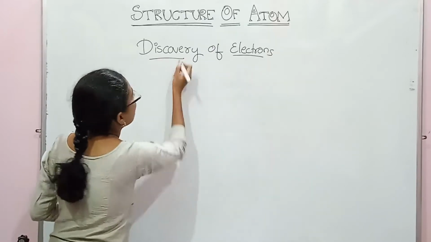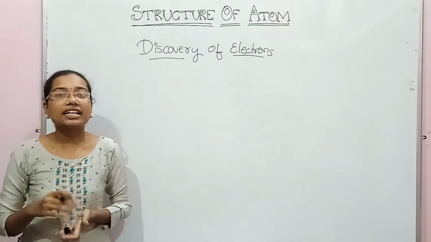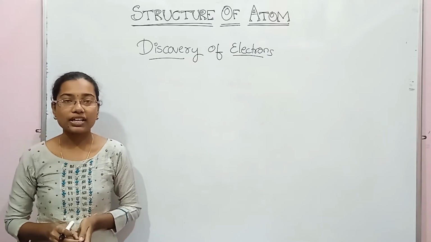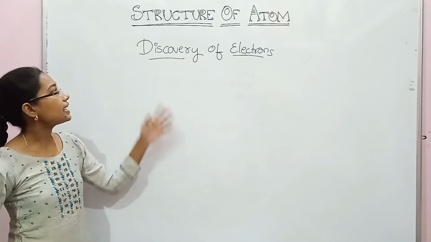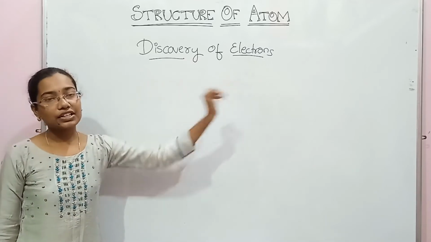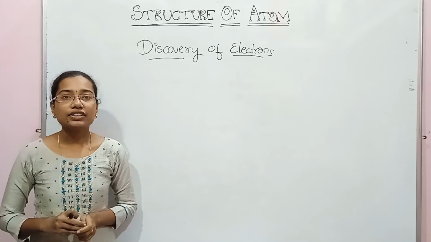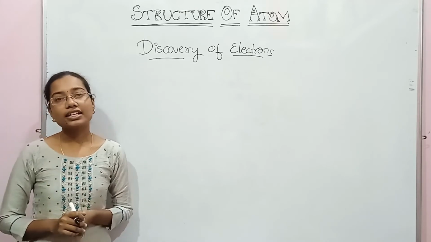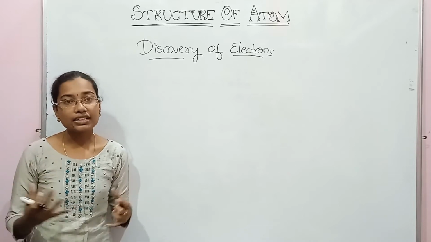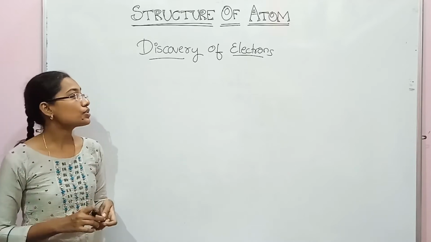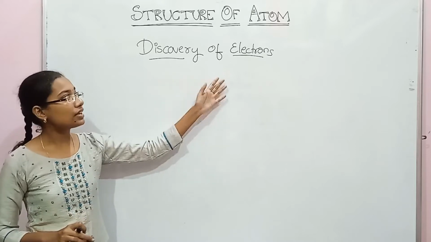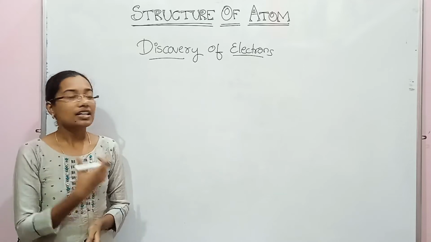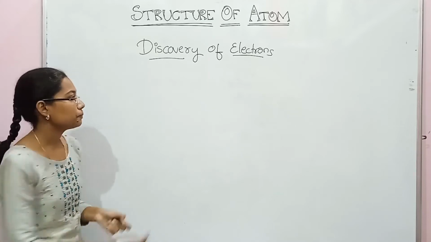The study of electrons was started by the scientist Michael Faraday. Michael Faraday started his study of electrons with evacuated tubes, which we call cathode ray discharge tubes. He took the cathode ray discharge tubes to study the nature of electrons and the presence of electrons in the atoms. We'll study that experiment.